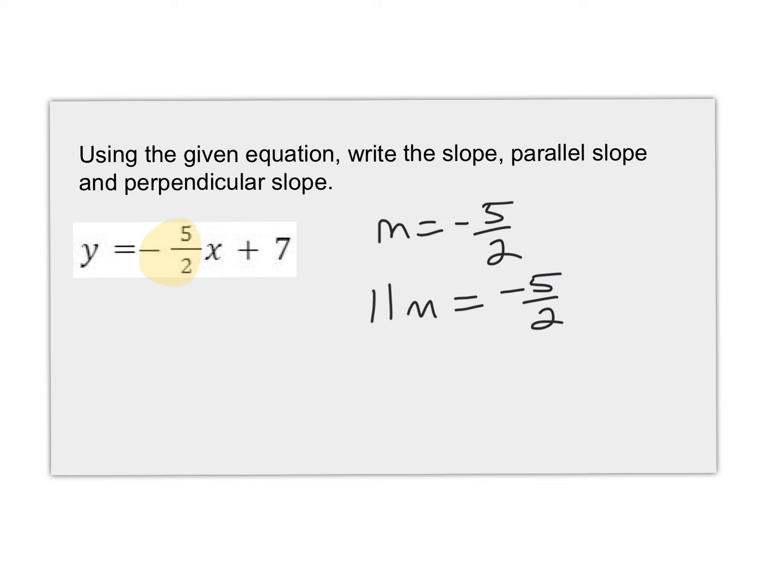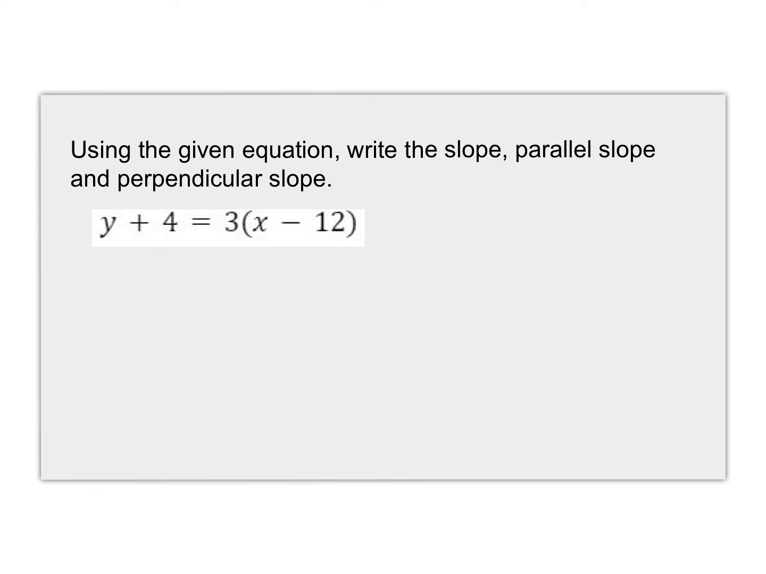And the perpendicular slope, remember the perpendicular has to be the opposite for them to intersect and create 90-degree angles. It's going to be the opposite reciprocal. So if the original is negative, which it is, then our perpendicular is going to be positive, and we're going to take the fraction 5/2 and flip it, or take the reciprocal, so 2/5. So our perpendicular slope would be 2/5.